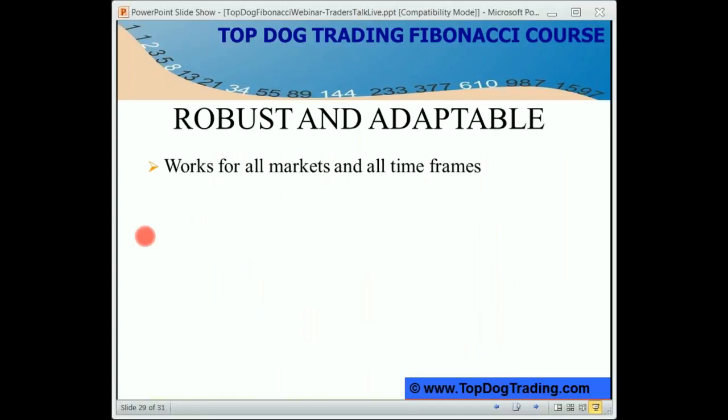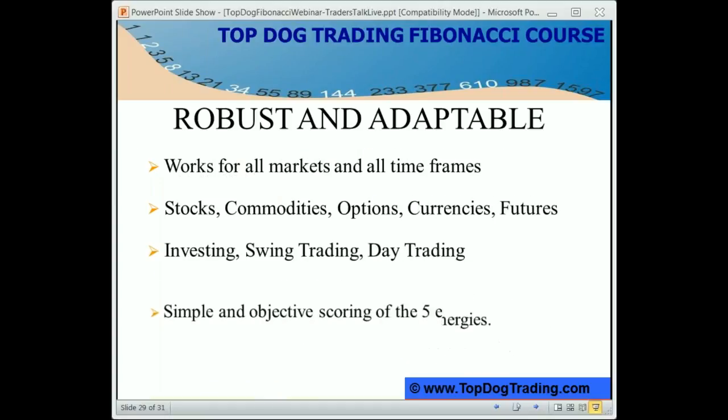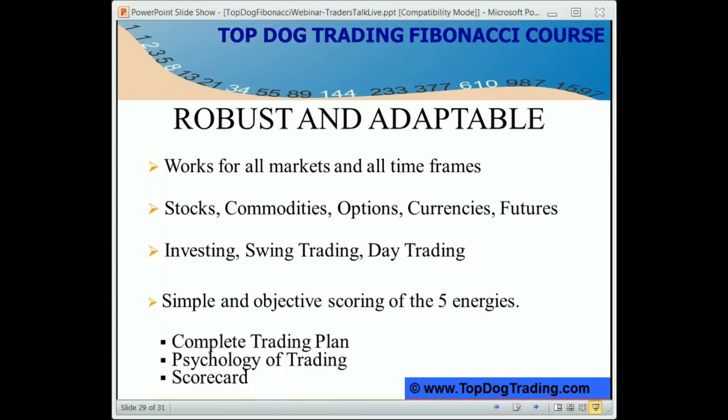So this 5 energy method is what I call it. It works for pretty much any market and time frame. I trade it on stocks, commodities, options, currencies, futures, and I do it for day trading, swing trading, investing. It's simple. We're counting to 5, and of course you have to include a complete trading plan, psychology of trading, and risk management, money management, all of that. But as far as the technical aspect goes, there's just these 5 things.